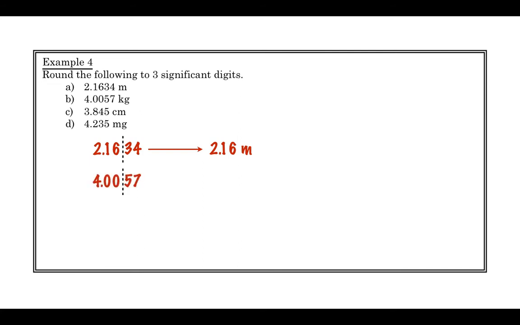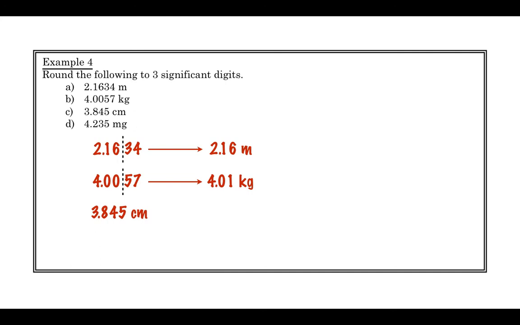I get 4.0057. Okay, so 4.00, and I've got a 5 right here, and I've got a 7 after it. So what that means is that I'm going to round this. Do I round it up? Do I leave it the same, or do I just keep it? Well, this is 5, but it's got junk after it. So it's kind of bigger than 5, so I'm going to round up. So this becomes 4.01 kilograms.